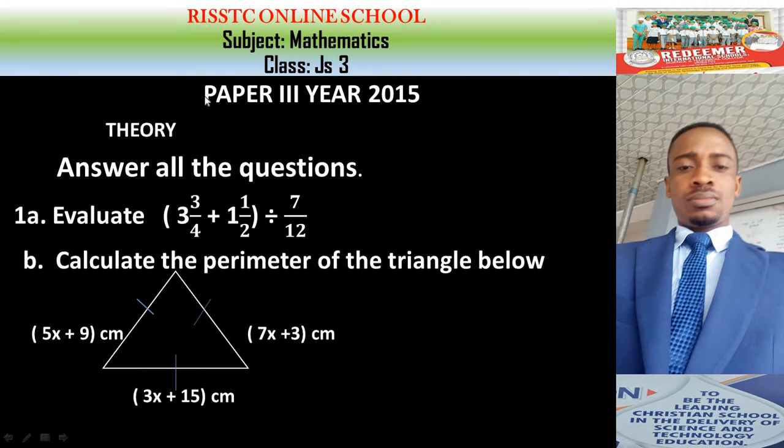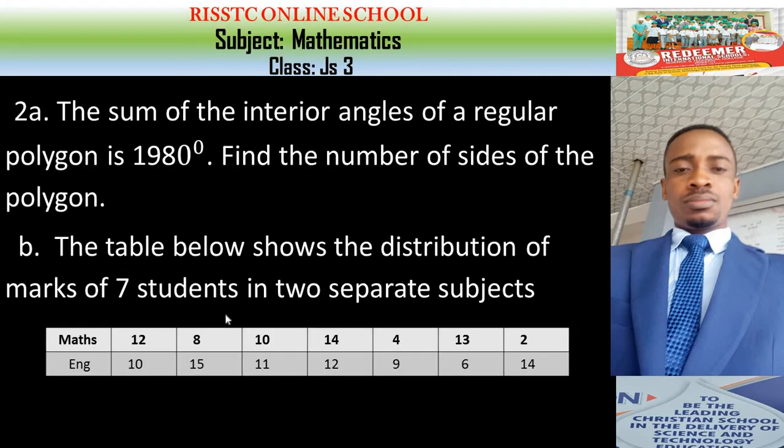Now we are going to start by considering paper 3 of year 2015, which is the theory part of the exam. Answer all the questions. Now let's read through the questions and also solve the problems. Evaluate (3 3/4 + 1 1/2) divided by 7/12. Question 1b. Calculate the perimeter of the triangle below. As you can see on the screen, this is the triangle mentioned here.